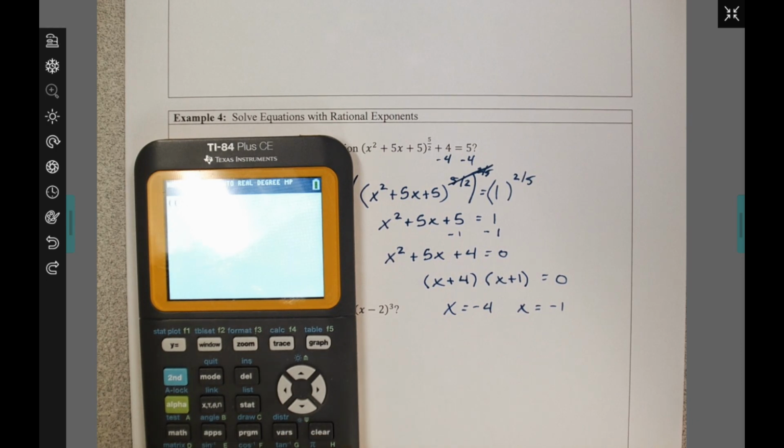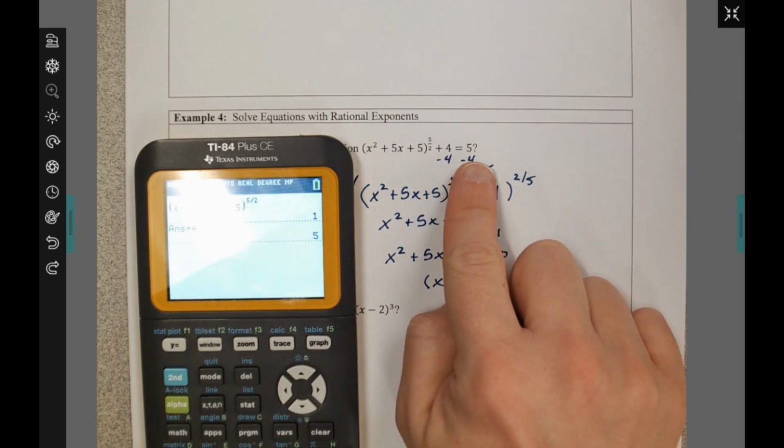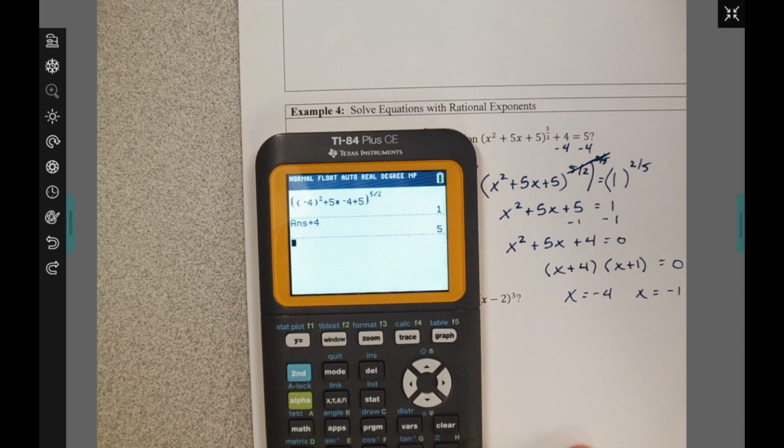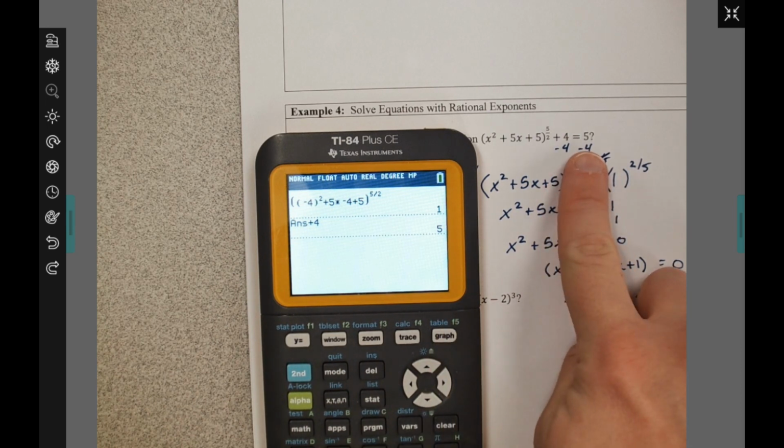You've got negative 4 squared plus 5 times negative 4 plus 5. And then we are raising that whole parentheses to the 5 halves power. Last thing I do on the end is add 4. When I do that, it equals 5. So that's what it looks like in the calculator. I worked it all out for negative 4, plugged it in, got it to equal 5, so we're good.